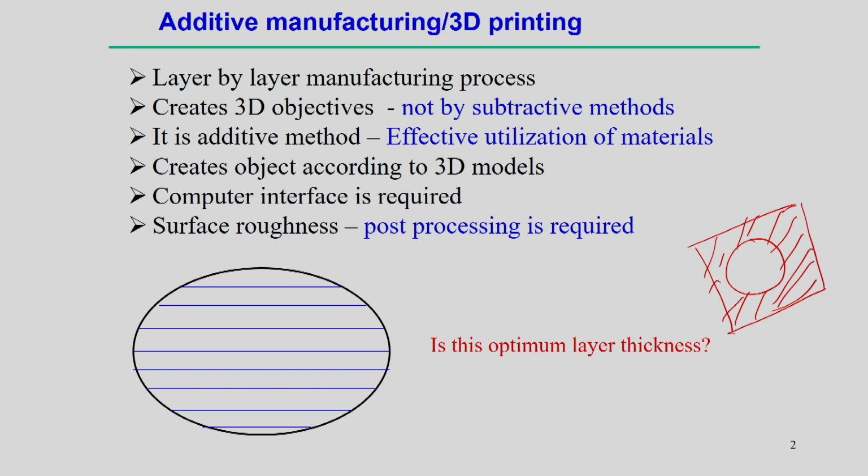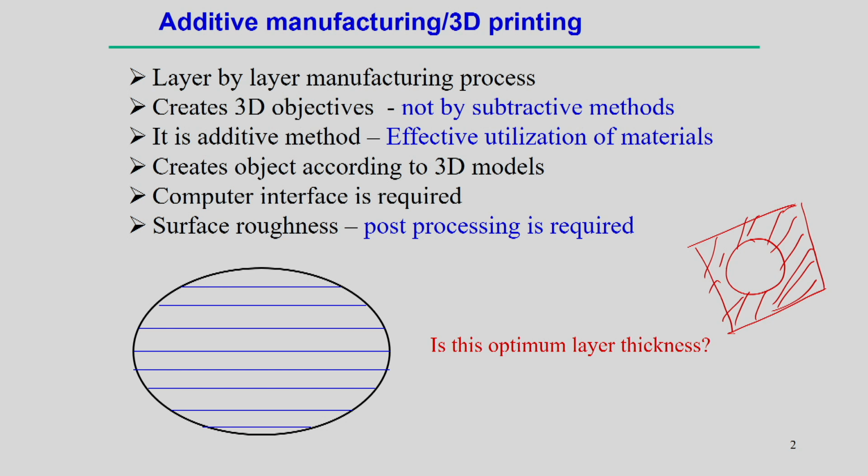But instead of that, in additive manufacturing, what we do is first deposit one small layer, then the next layer, third layer, fourth layer, like that, and layer by layer we develop and create the final shape of the object. So, that is called additive manufacturing.